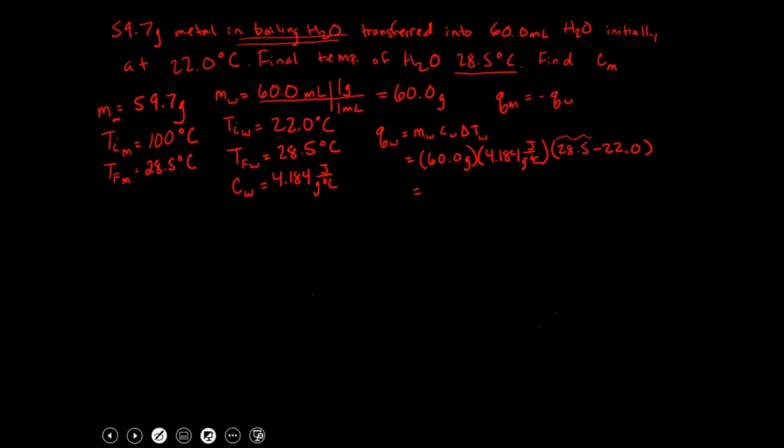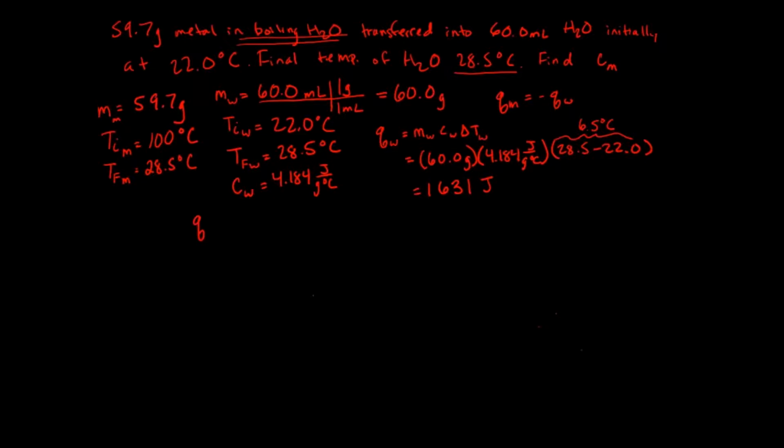That's 6.5 degrees Celsius. 4.184 times 60, and this Q is equal to 1,631 joules. And so now that is equal to the Q of our metal.